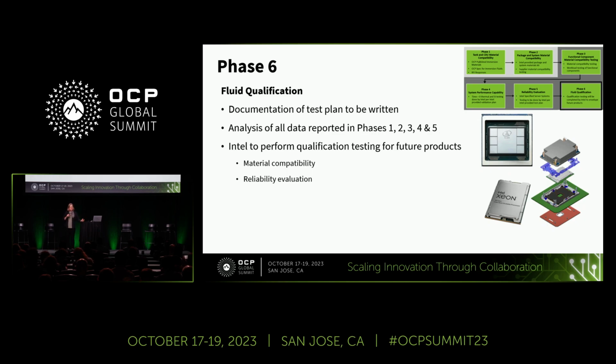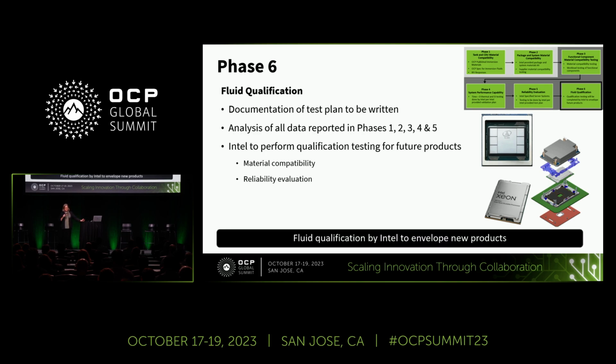Phase 6 is the fluid qualification. This test plan has not been written yet. This really will consist of analyzing all the data from all the other previous phases, phase 1 to 5. And the idea is for Intel to perform the qualification testing for future products, right? So the whole process of fluid evaluation will take a while with all these different phases. So if there are any materials that have been changed or any new products that have come up, that of course needs to be encompassed in this step. So that's the reason really for phase 6, fluid qualification by Intel to envelope new products. That comes in here.